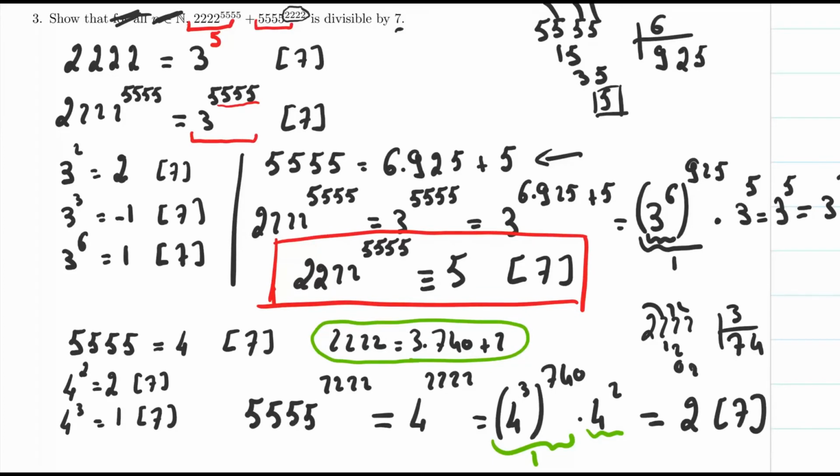Okay, so here I can write 2. So in my sum, the first term is congruent to 5 modulo 7, the second is congruent to 2 modulo 7, so the sum is congruent to 5 plus 2 modulo 7, so 7 modulo 7, which is 0 modulo 7. And a number congruent to 0 modulo 7 is divisible by 7, and that's what we want.